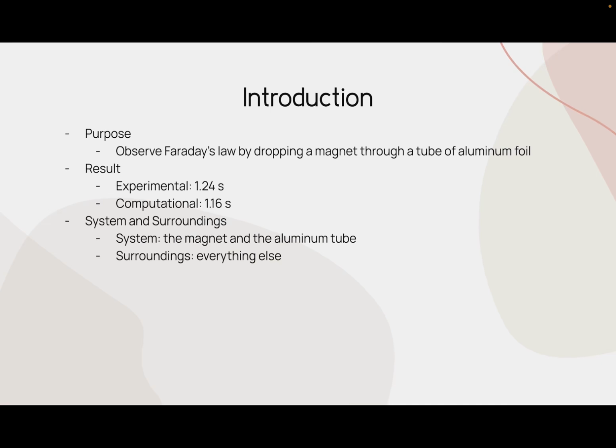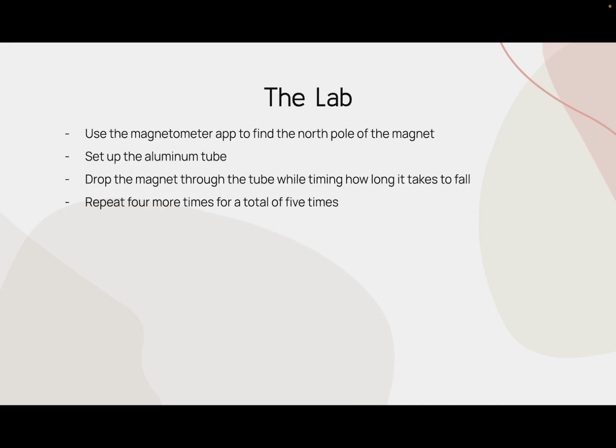The system is the magnet and the aluminum tube, and the surroundings is everything else. And so for the lab, we had to use the magnetometer app to find the north pole of the magnet and then set up an aluminum tube, and then drop the magnet through the tube while timing how long it takes to fall, and then repeat 4 more times for a total of 5 times.